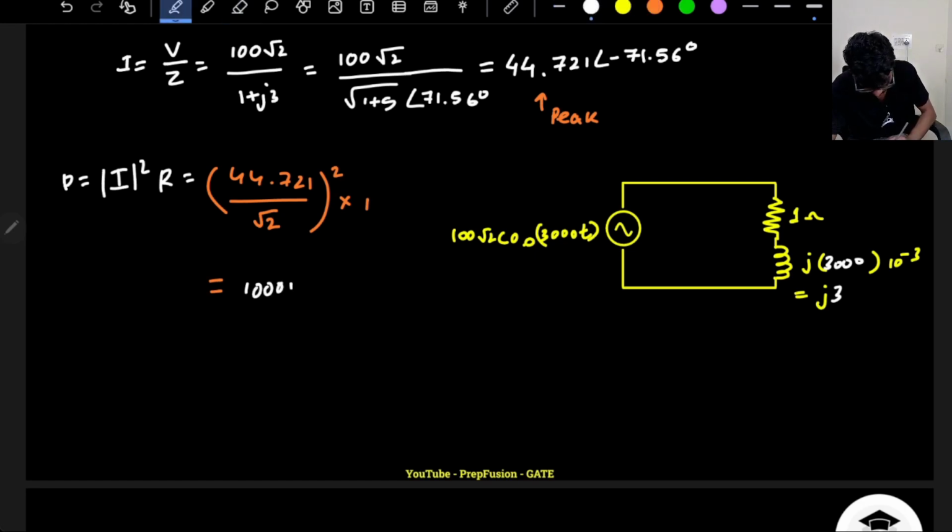So what is the overall power consumed? The overall power consumed will be the addition. This I will only be able to do because the signals are orthogonal. Because signals are orthogonal, that's why I can do it.